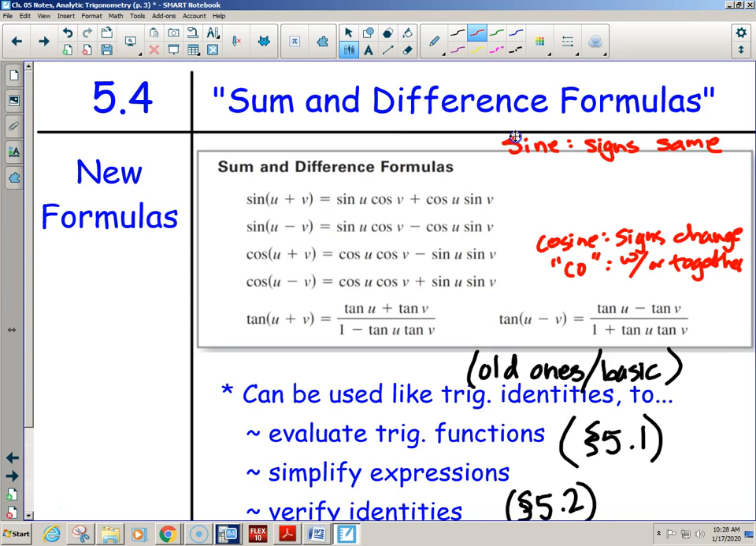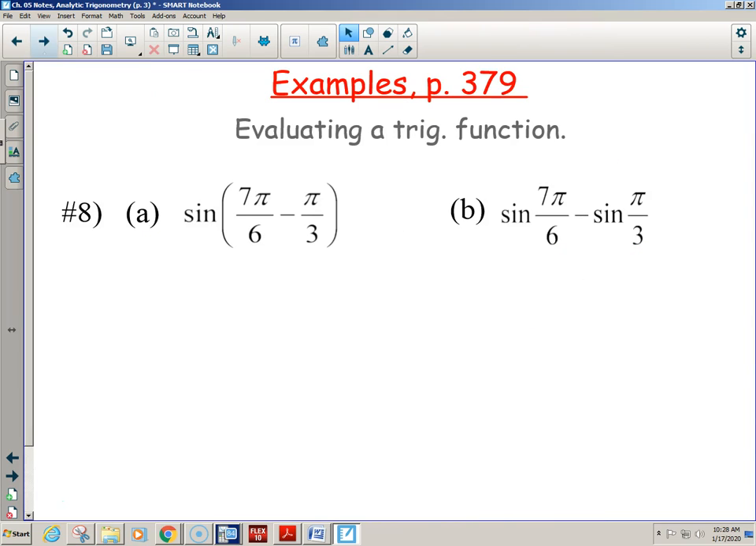The long story short today: when I come to something and I say, uh-oh, this is a sine of u minus v, do I have this formula memorized? Yes. Do I have all the formulas in chapter 5 memorized? No. You guys don't have to memorize the last box. I don't have the last box memorized.